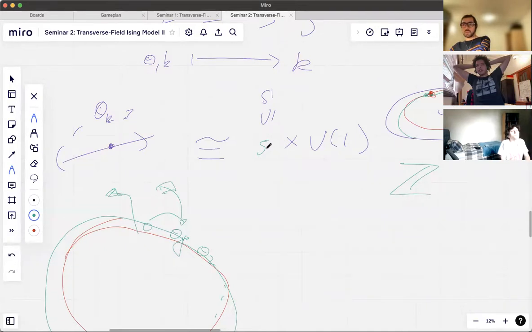What's kind of bugging me is, what really are the fibers? What's actually the bundle? The base space is S1, and I'm pretty sure the fibers are U1. But that's what they look like locally. What's the actual bundle?